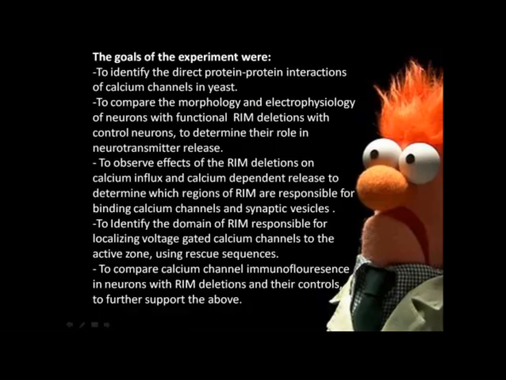The goals of the experiment were to identify the direct protein-protein interactions of calcium channels in yeast, to compare the morphology and electrophysiology of neurons with functional RIM deletions with control neurons, to determine their role in neurotransmitter release, to observe effects of the RIM deletions on calcium influx and calcium-dependent release, to determine which regions of RIM are responsible for binding calcium channels and synaptic vesicles, to identify the domain of RIM responsible for localizing voltage-gating calcium channels to the active zone using rescue sequences, and to compare calcium channel immunofluorescence in neurons with RIM deletions and their controls to further support the above.